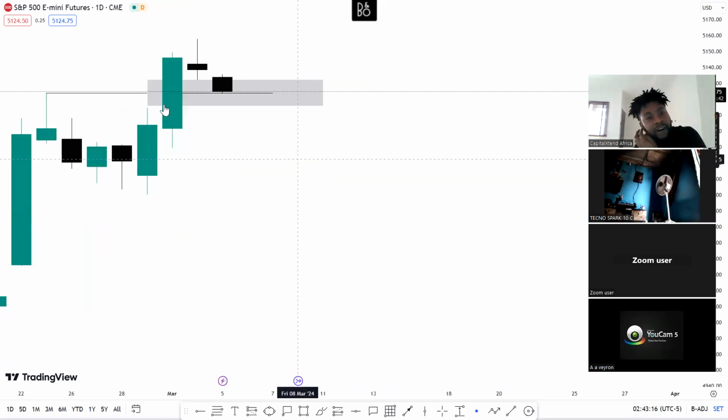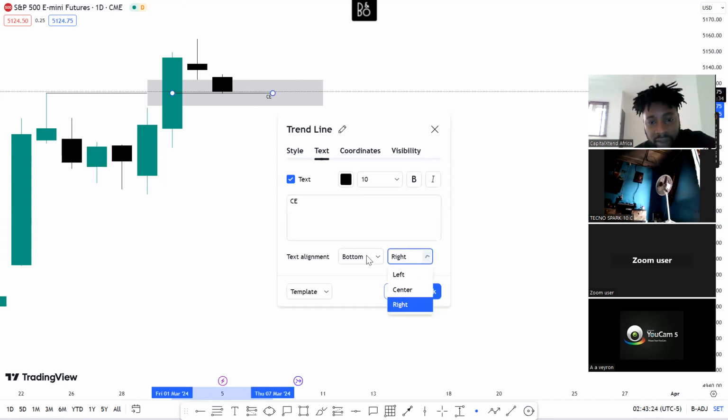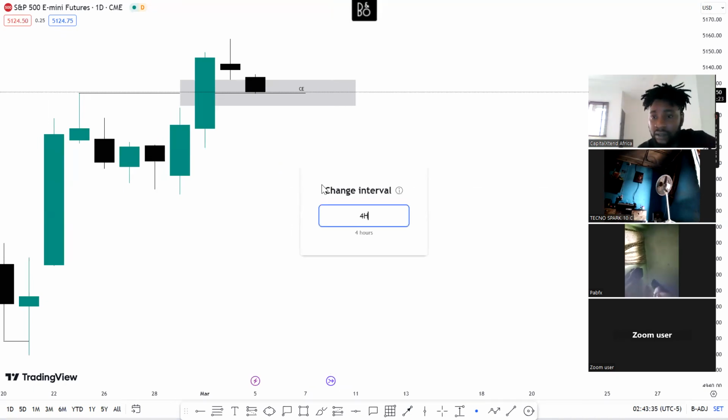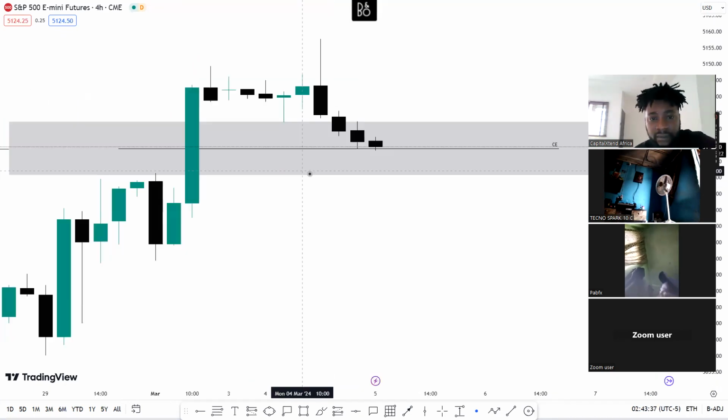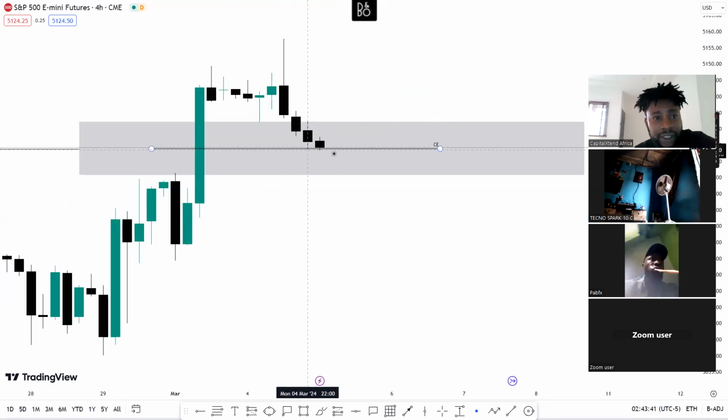So we have our 50%, this line. I'll label it CE, consequent encroachment. So let's check for us. Our price is currently trading within our consequent encroachment.